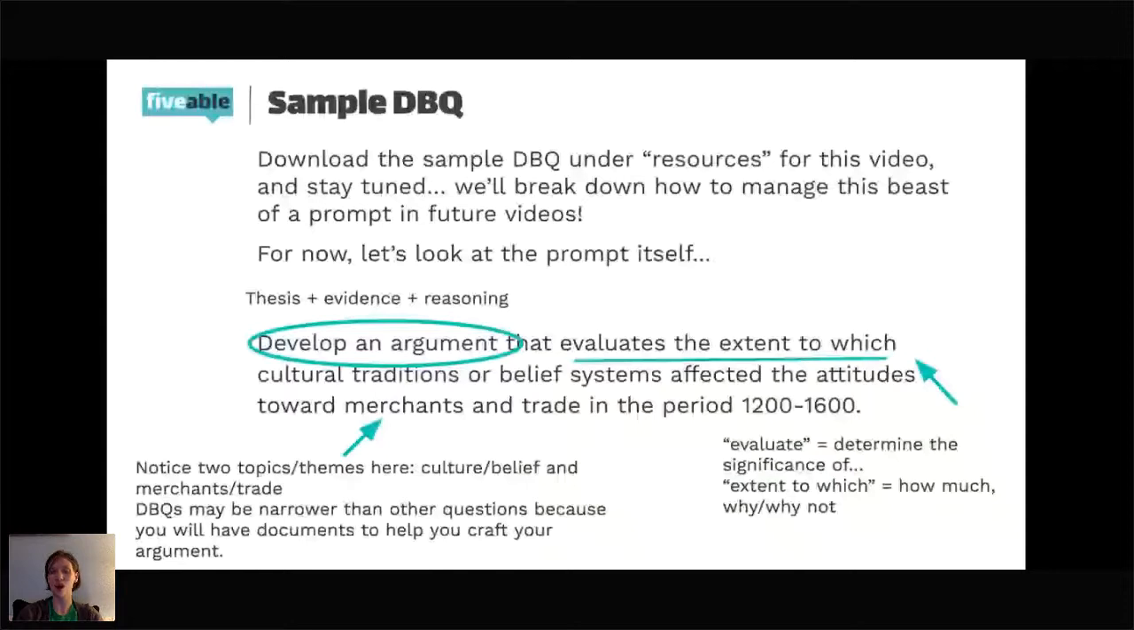Christianity. Vanessa, you're on it with our belief systems tonight. Yes, that's right, Christianity. So we've got a couple of forms of Christianity, depending on where in Europe you are. But do we know anything about the attitudes of Christians or of Europeans toward trade and merchants? And if you don't know yet, that's okay, because remember, we're going to have documents to help us out.